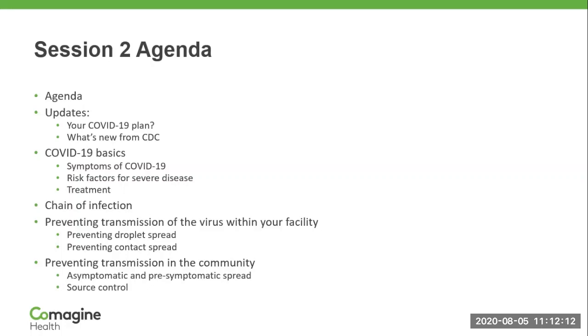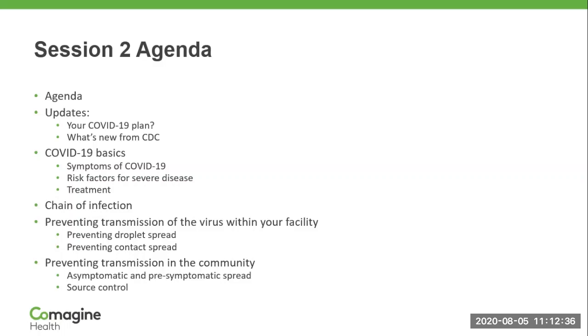And then I will also do a what's new from CDC. We try to do that every week. And then just look at some basics of COVID-19, just a few slides on that, and spend most of the time looking at chain of infection. So this is basic infection prevention: how do we go from host to host? What does that look like? And how do you prevent that transmission?